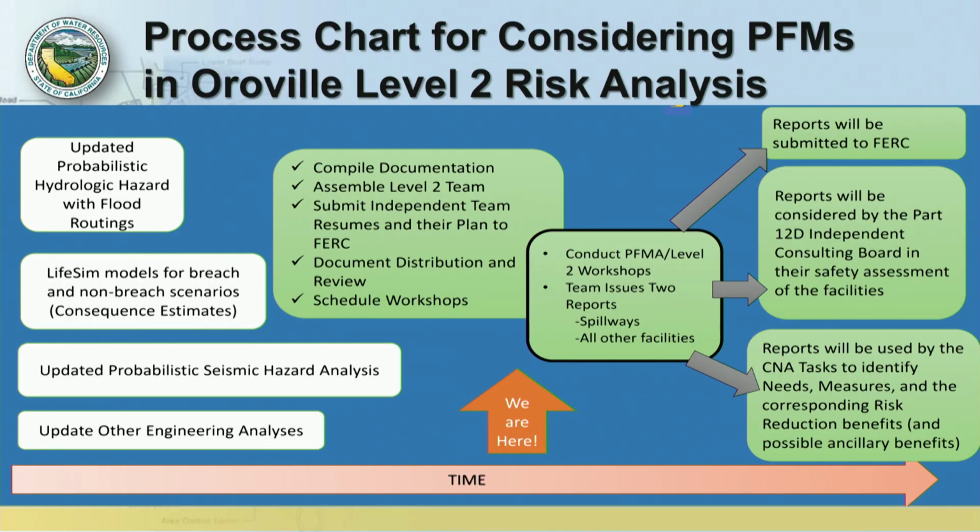The basic process in the workshops is to present the available information relevant for the potential failure modes, do the steps in developing the potential failure modes, looking at likely and less likely factors, uncertainties, and then estimating the likelihood and the consequences. These will all go into reports that will be submitted to DWR and FERC later this year.